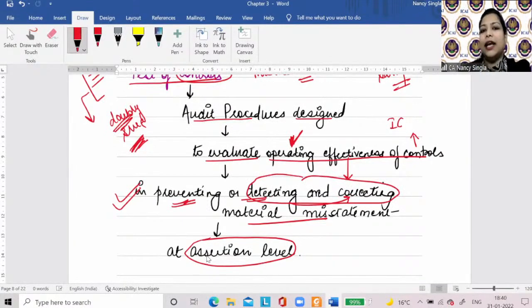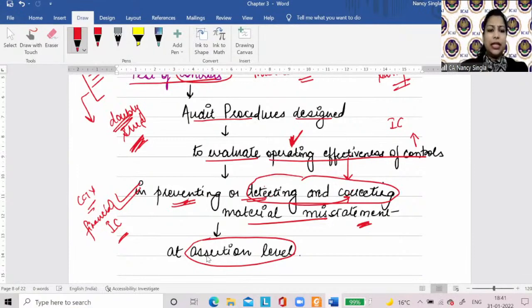Detect and correct material misstatement. Okay. See, when I give the example of CCTV, this is not a financial internal control as such. Okay. But I hope you are able to understand preventing, detecting and correcting. Either prevent or detect, and if detected, after that it should be corrected. Okay. So now let us try to read this definition again.